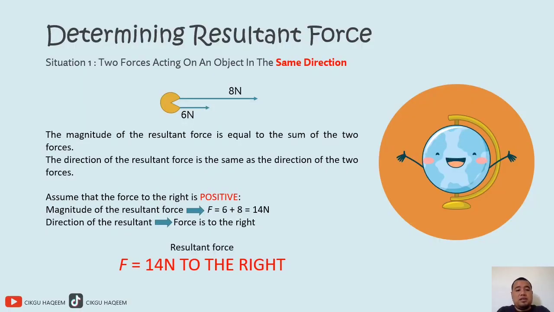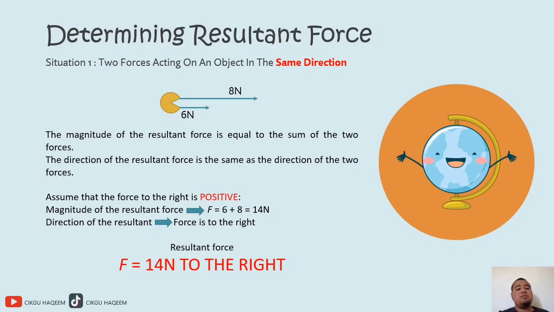So kita pergi ke learning topik yang kedua, iaitu determine resultant force. So for situation 1, we have two forces acting on an object in the same direction. So we can say here, there is a ball that is moving to the right with two forces with different magnitude. The first one is 8 Newton and the second one is 6 Newton. So what is the resultant force exerted on the ball?